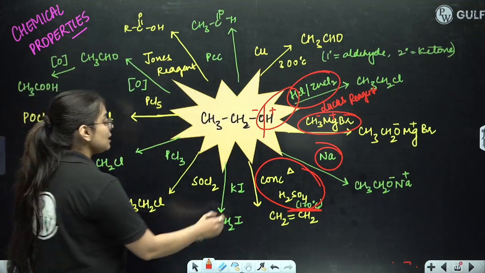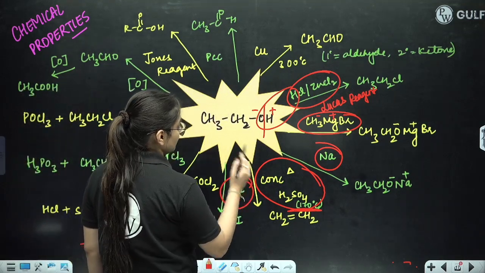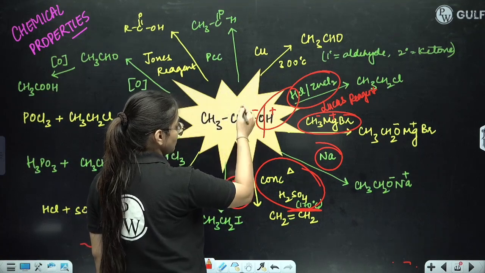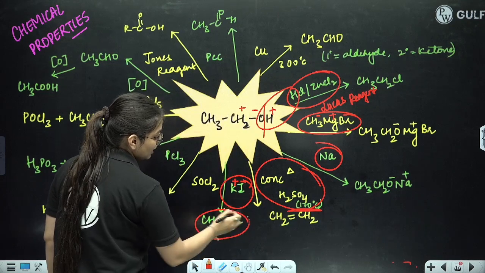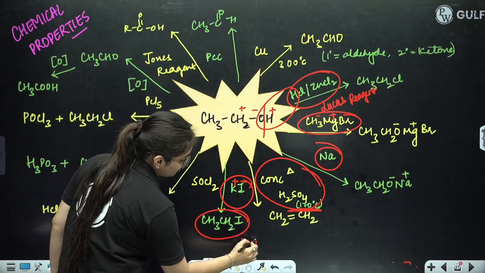Now, if you are taking KI, K positive, I negative. In the same way, it is what? It is very simple. It is positive, OH is negative. So this positive will get attached to the negative. You are creating alkyl halide and KOH will be liberated out.